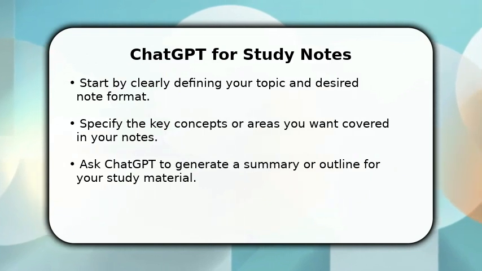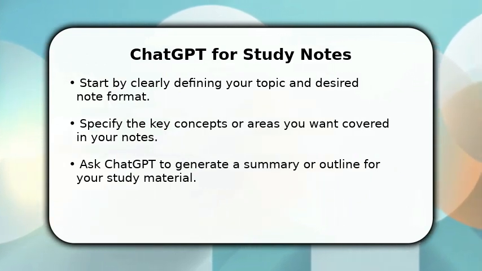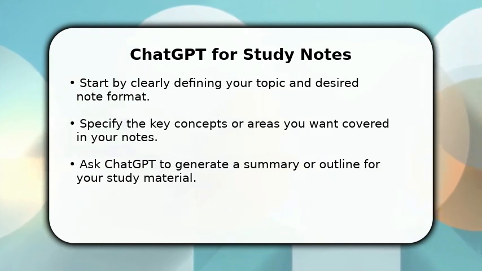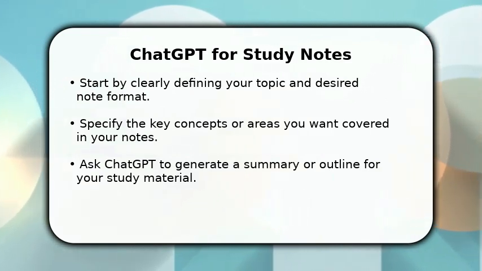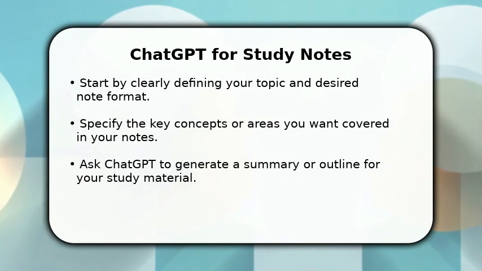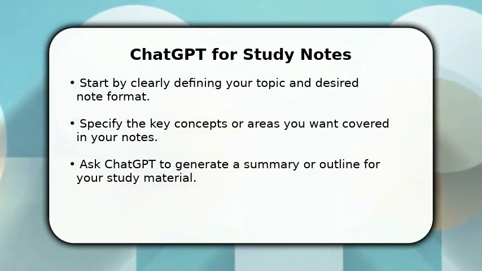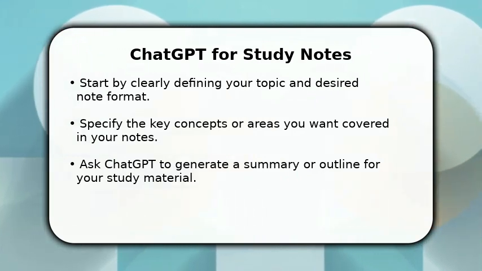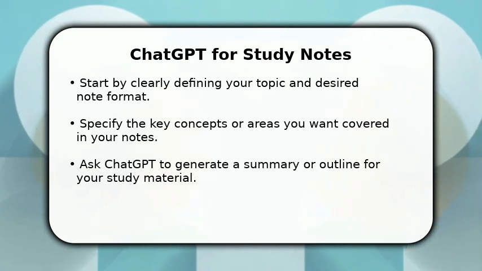Next, specify the key concepts or areas you want covered. Then, prompt ChatGPT to generate an initial summary or outline based on your input. This foundational step ensures your notes are tailored to your specific learning needs.